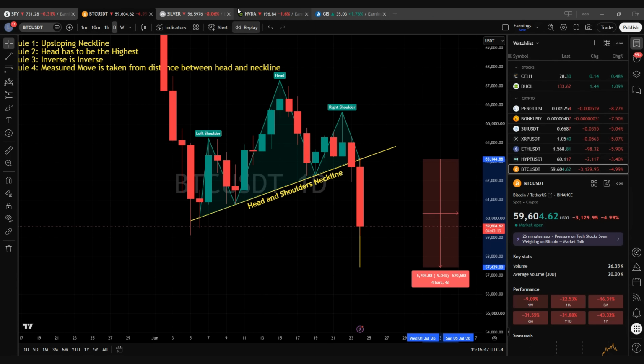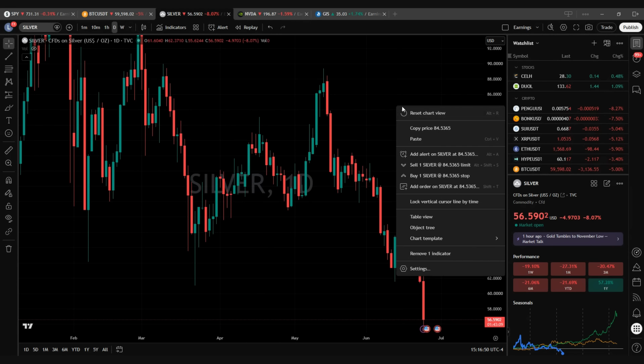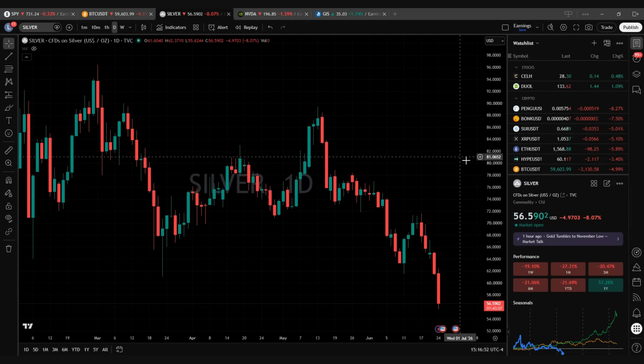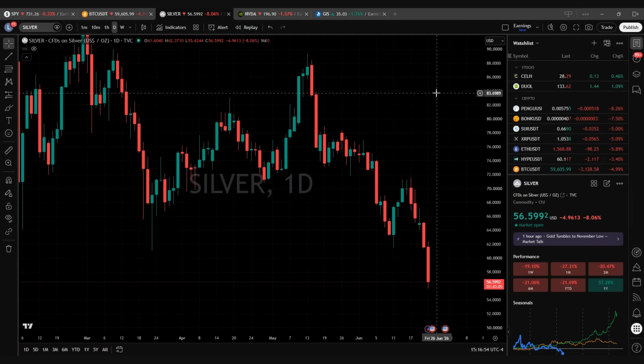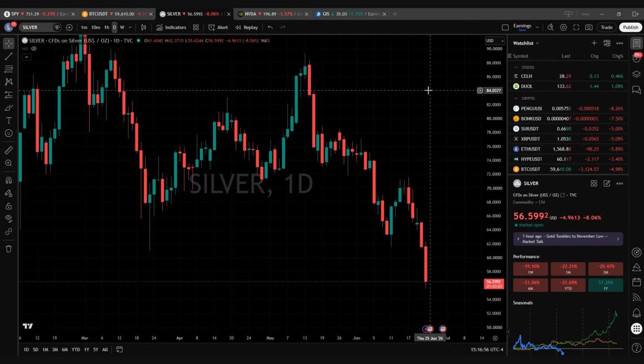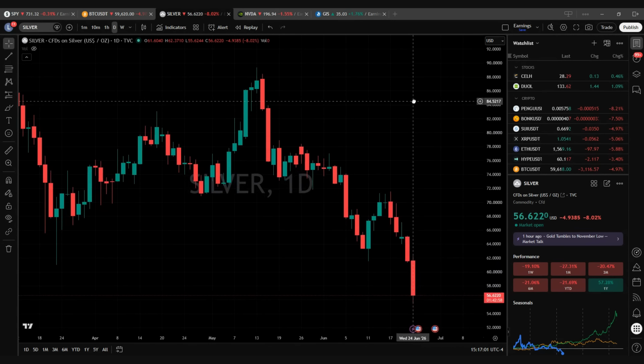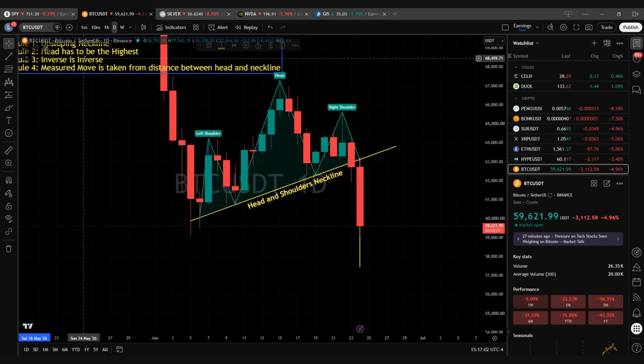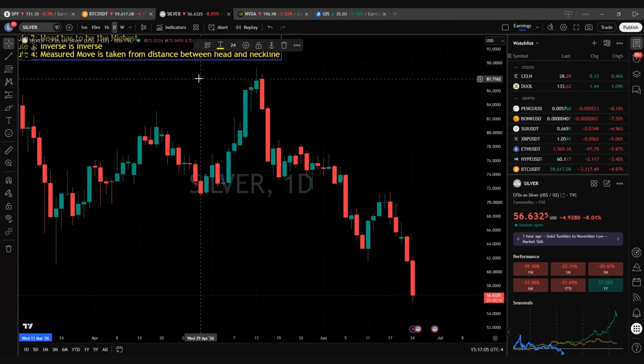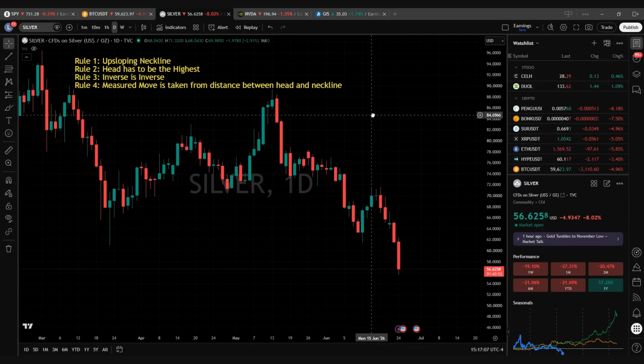We'll move on to another one. On silver here, and silver is getting quite beat up, right? Do you guys see it? Do you see any head and shoulders pattern? I'll pause for a second and let you guys take a look and try and figure out where it's at.